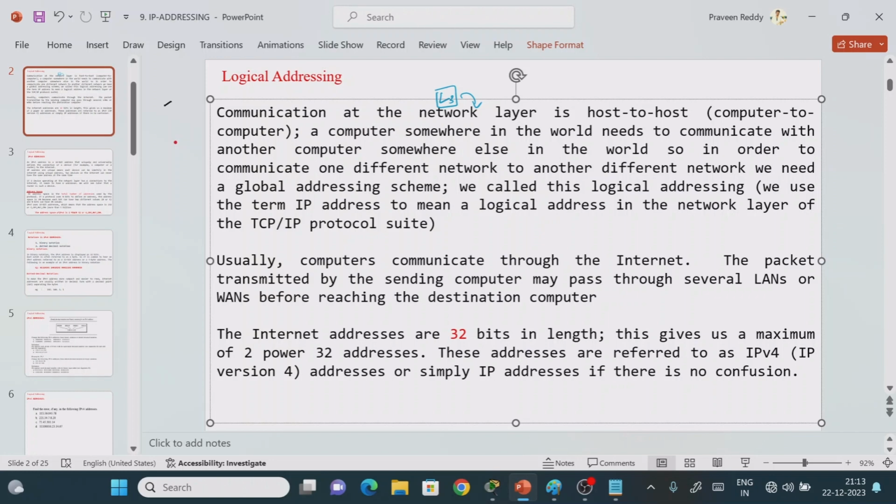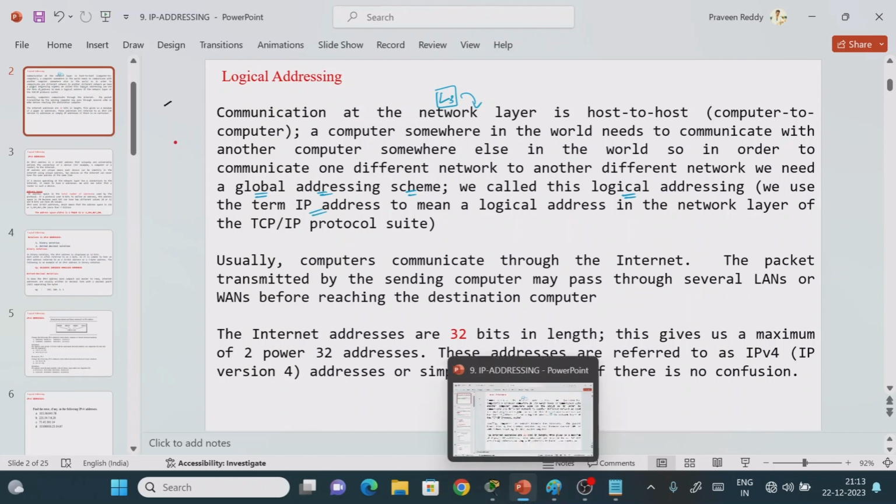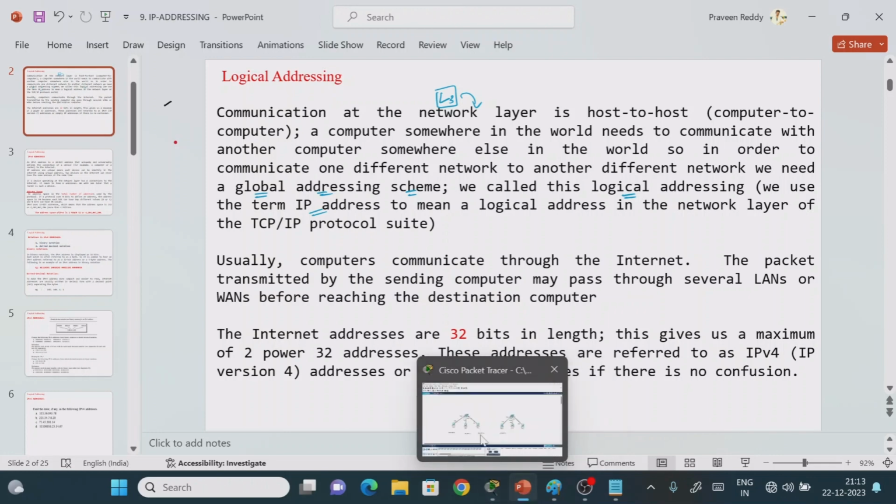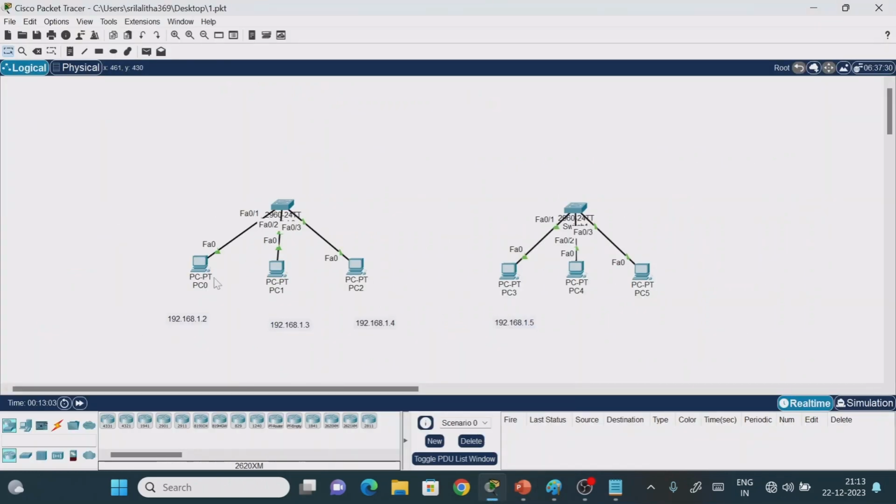So in order to communicate from one network to another different network, we need something called a unique addressing mechanism, right? We need something called global addressing or unique addressing mechanism. This is what we call logical addressing. We can call it IP addressing, right? What this means is the device may be within your network or it may be in a different network. For example, if you want to communicate from one machine to another machine, we require something called a unique identification mechanism. That is what we call logical addressing or IP addressing.